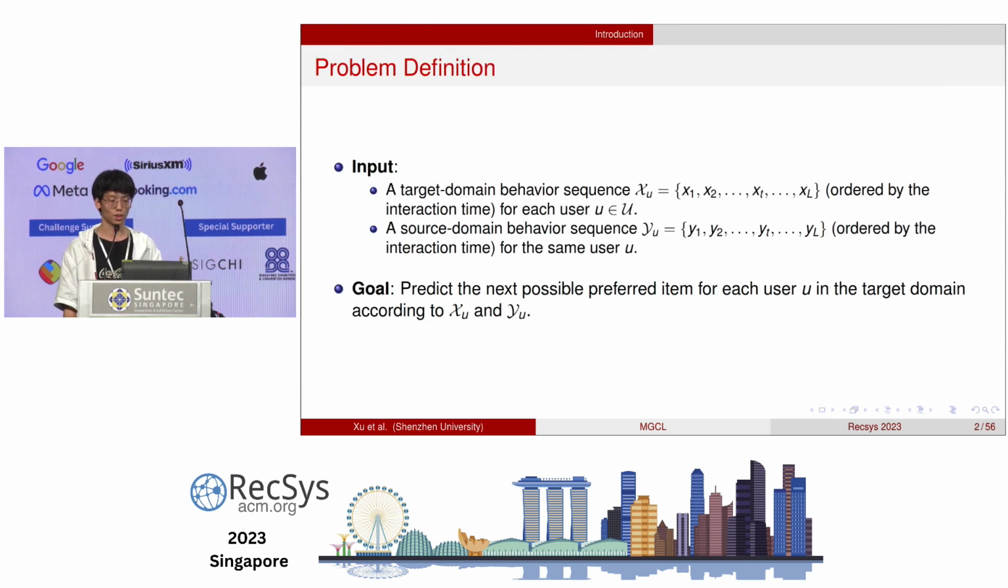To begin with, let's see the problem definition. In cross-domain sequential recommendation, we aim to predict the next possible item for each user in the target domain, based on his or her behavior sequence in the target domain and source domain.